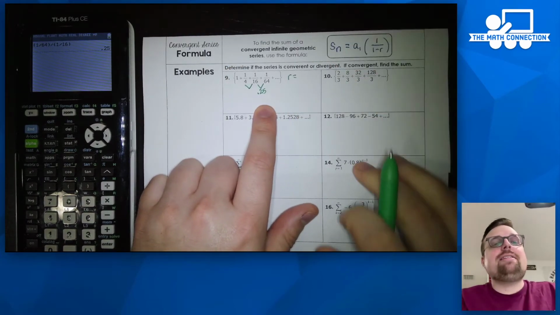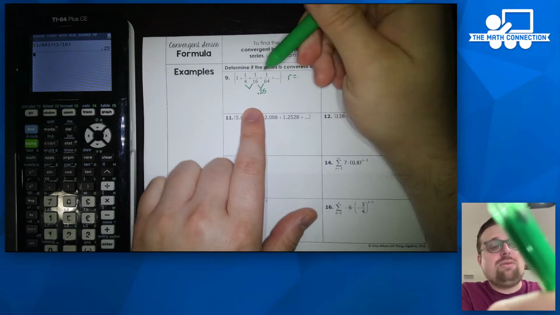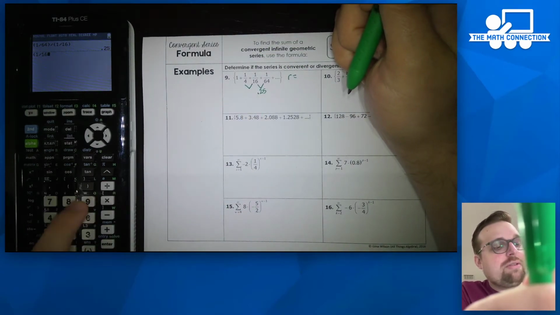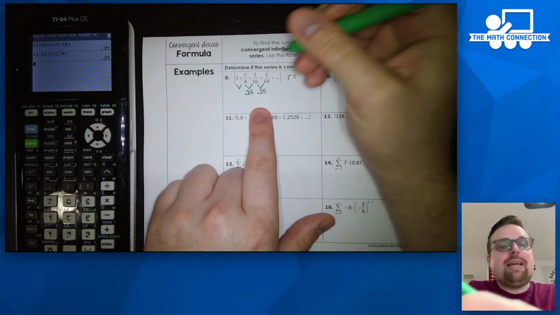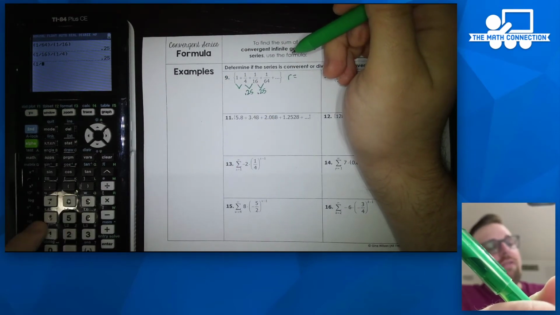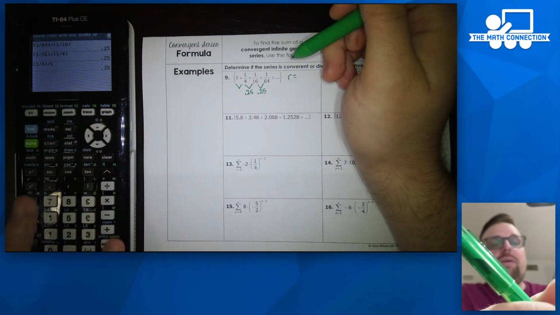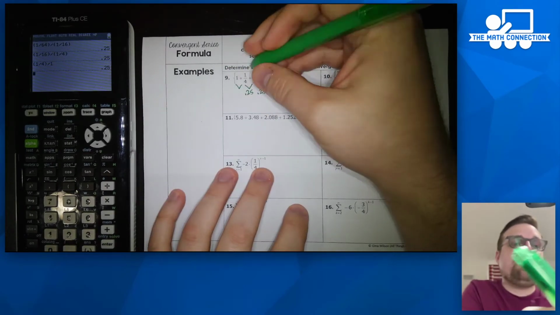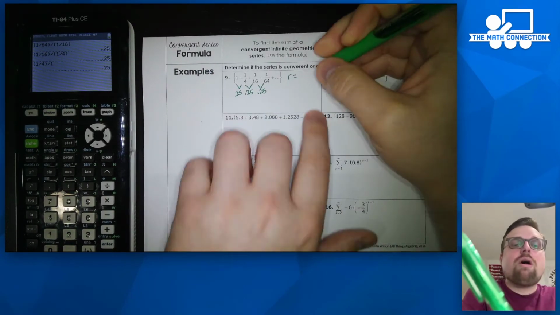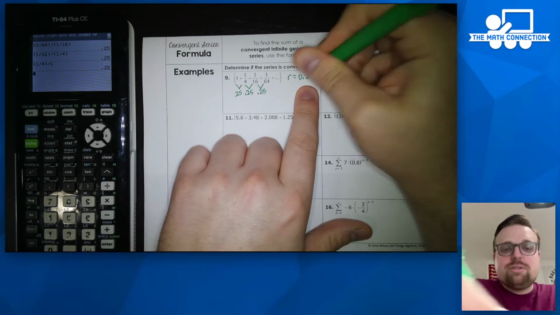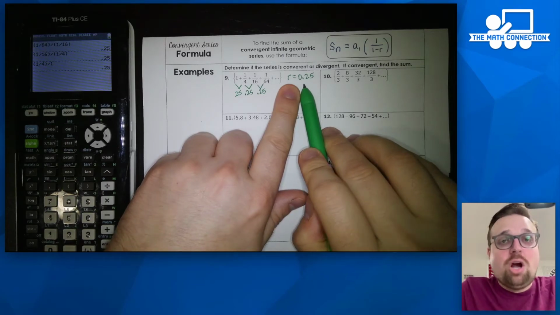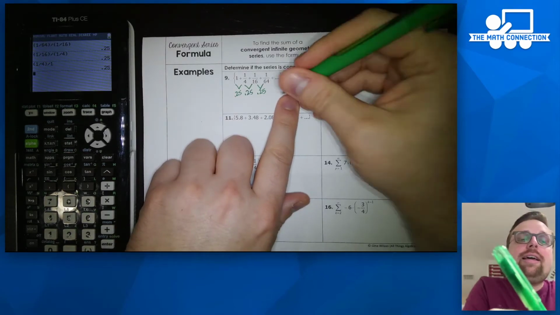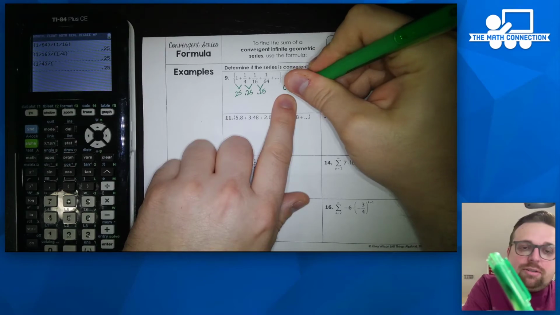And then when you do the same thing again from 1/16 to 1/4, so 1 over 16 divided by 1 over 4, that's 0.25. And then the same thing again, 1 over 4 divided by 1. Well, anything divided by 1 is itself, so 0.25. So our r value is 0.25. So since this r value is less than 1, yes, this is convergent.